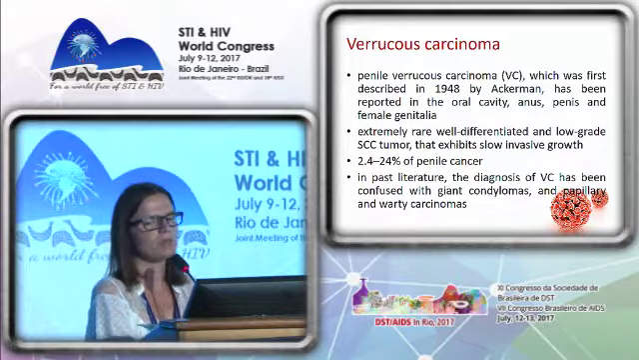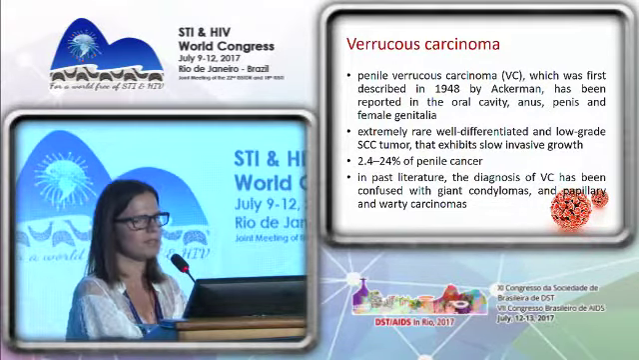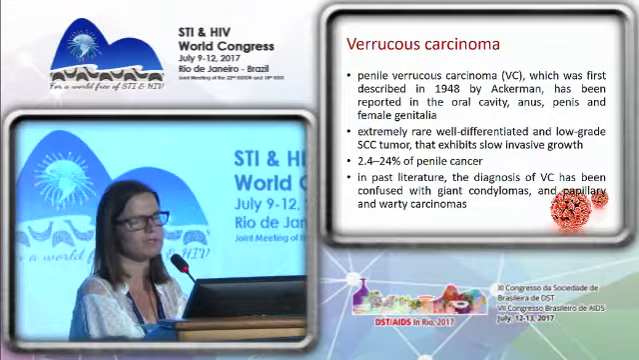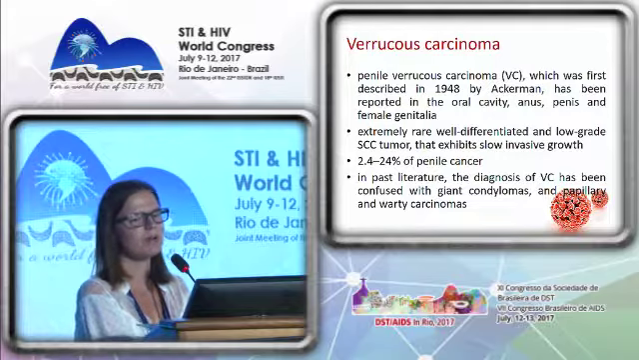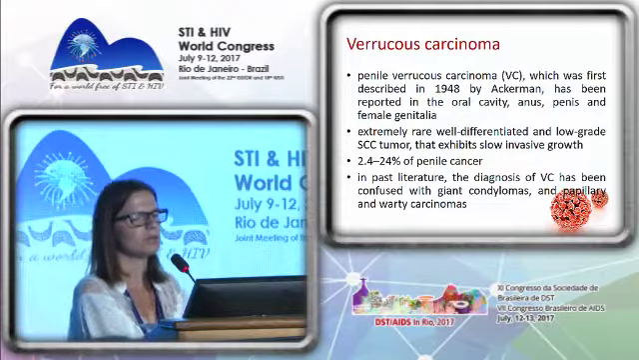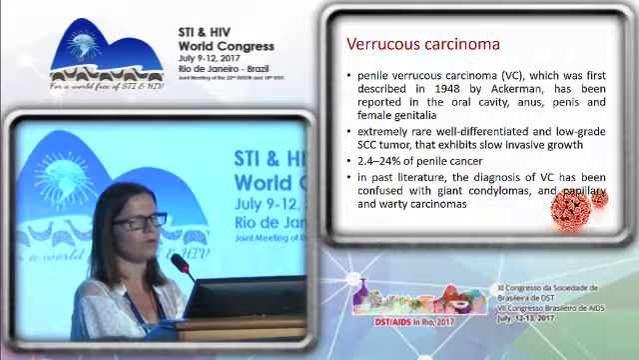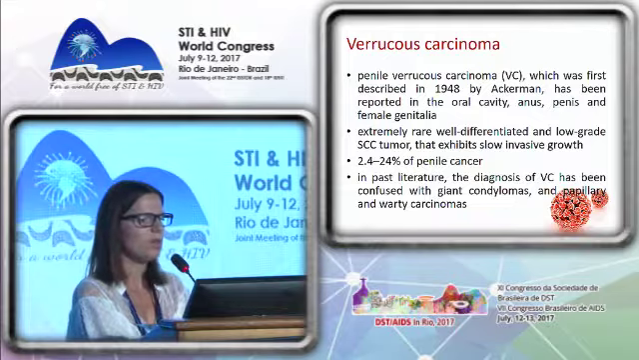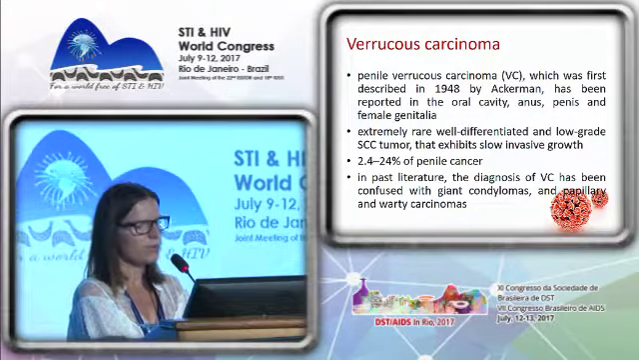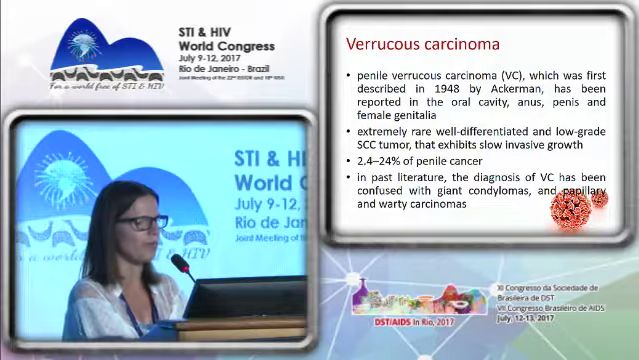Penile verrucous carcinoma was first described in 1948 by Ackerman, who reported it in the oral cavity, and after that a lot of cases were described with different localizations. It's an extremely rare, well-differentiated and low-grade tumor that exhibits slow invasive growth. It's 2.4 to 24% of all penile cancer.